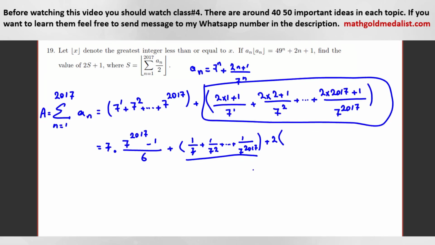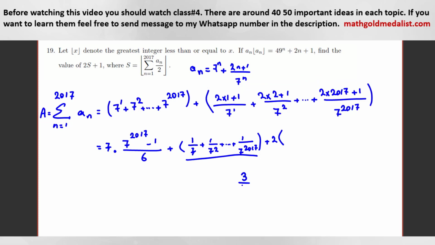The first fraction is what? 3/7, right? It's around 1/2 of it, so let's approximate it. This one is what? 5/49, about 5/50, around 1/10, right? Next one is 7/7 cubed, 1/49, for example 1/50, around this. So here, 1 over 7 plus 5 over 49 plus 7 over 343, we cannot reach 1.